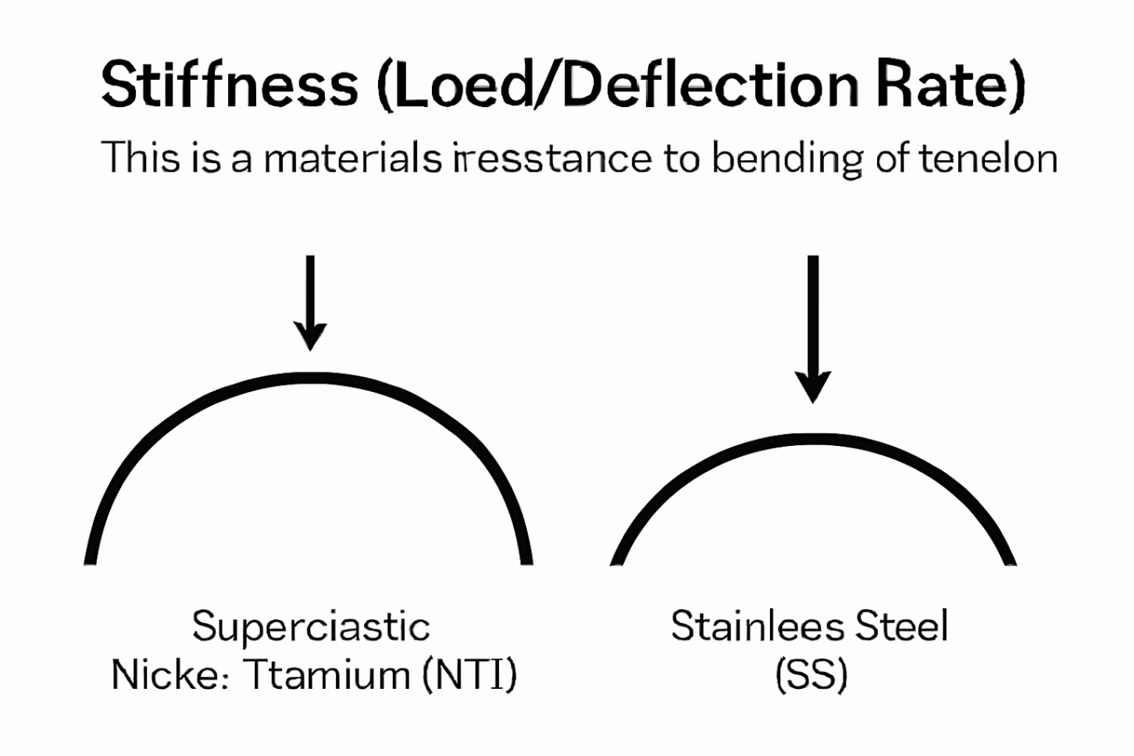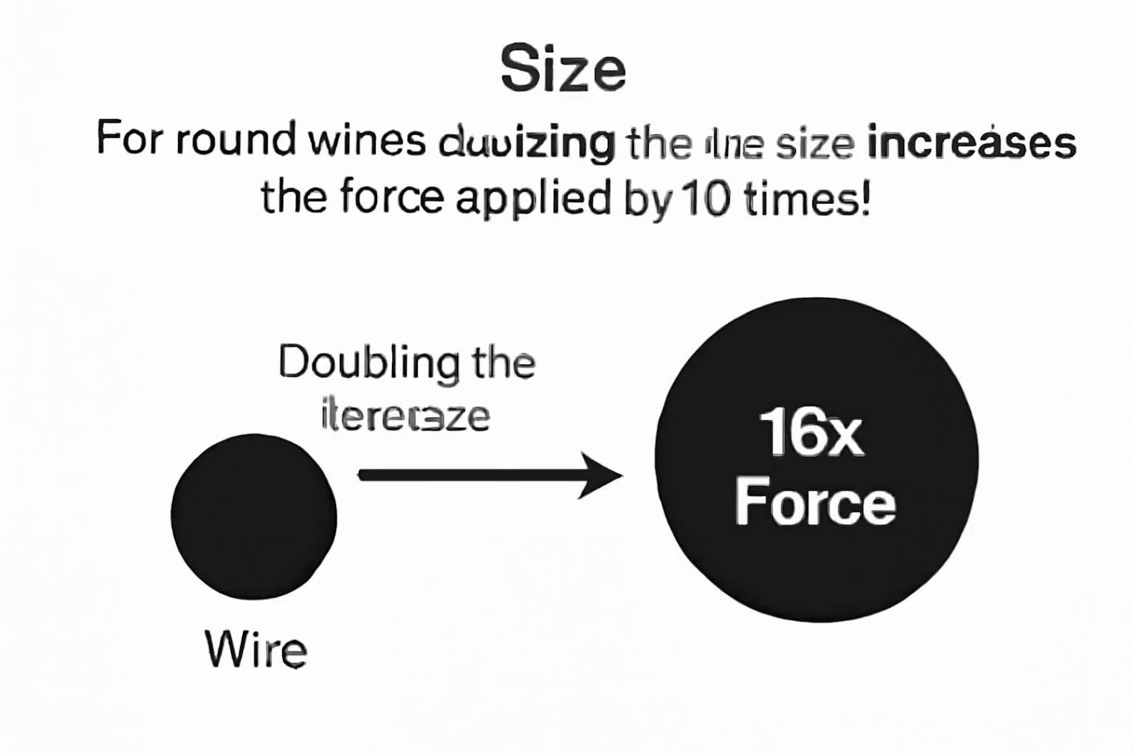Stiffness is affected by three main factors: size, length, and material. Size. For round wires, doubling the wire size increases the force applied by 16 times. This means even small changes in wire diameter have a huge impact on force delivery.